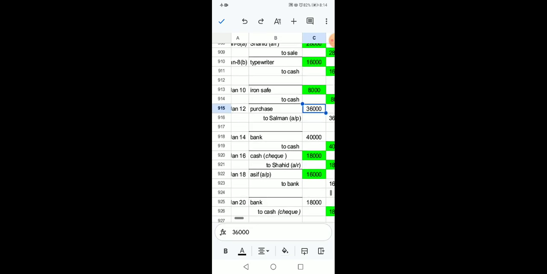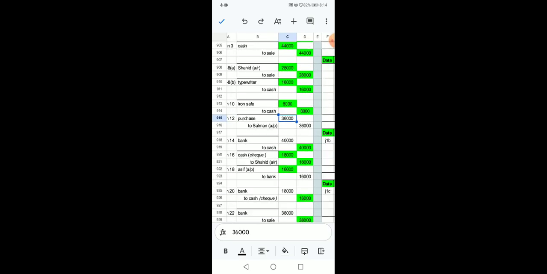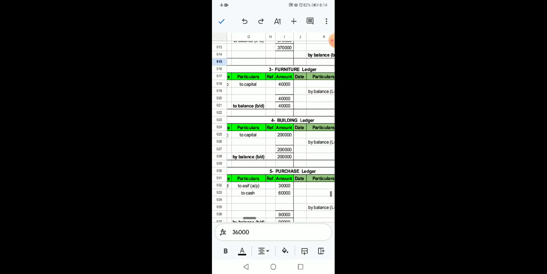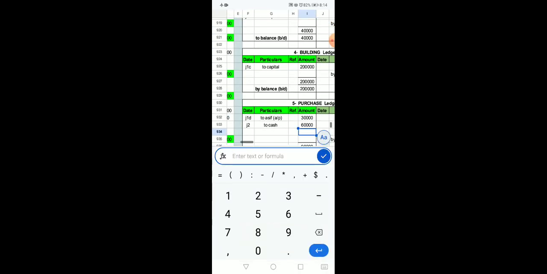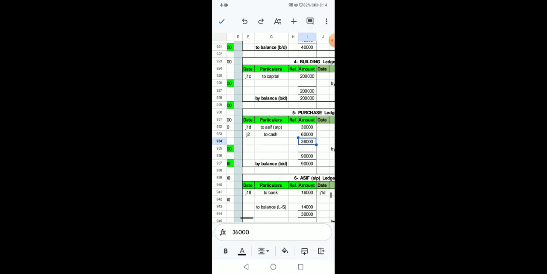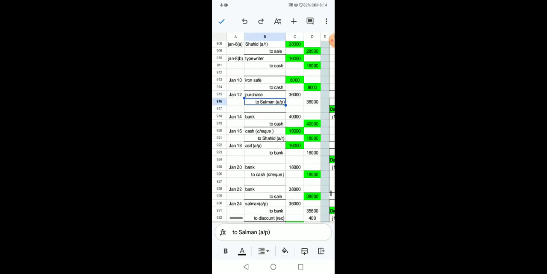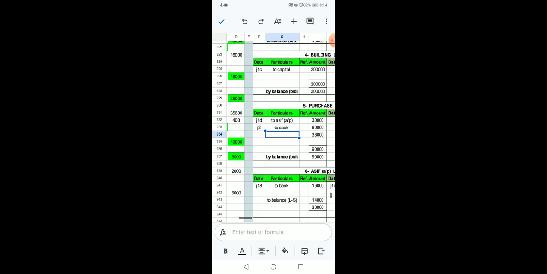So this was the reason why I was marking these entries. This was unmarked and we have immediately picked this entry instead of finding the error after completion of the question. Purchase is debited by 36,000, so you will go to the purchase ledger and write 36,000 on debit side. One entry was kept. Purchase, what is written on the opposite side? That is Salman, account payable. So you will be writing Salman. He was your account payable.